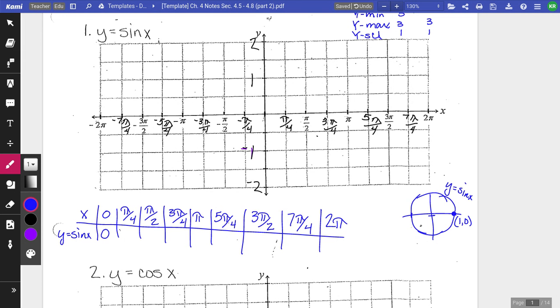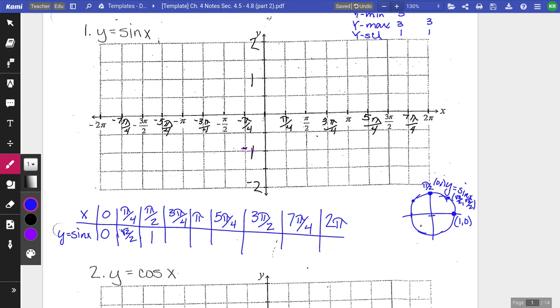Now I want the sine of pi over 4. Well, pi over 4 is about right here. If you look at the ordered pair, it's root 2 over 2, root 2 over 2. Again, the sine is the y value. So the sine of pi over 4 is root 2 over 2. Pi over 2 is this point here. That would be the ordered pair over 0, up 1. So the y value is 1.